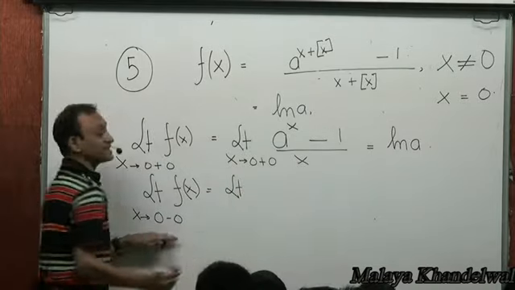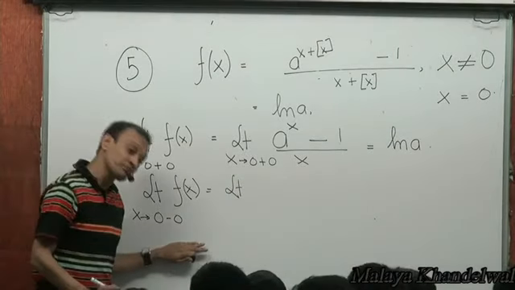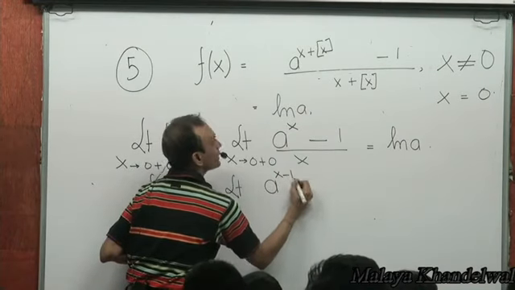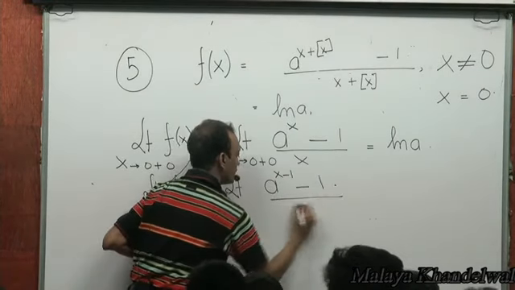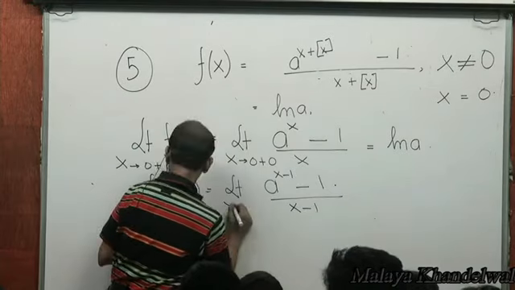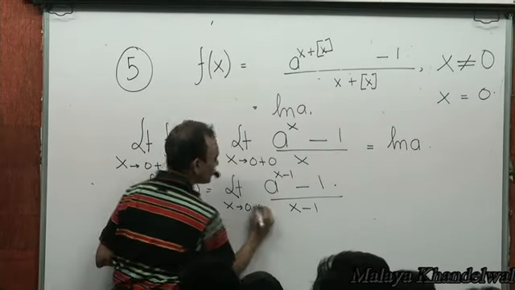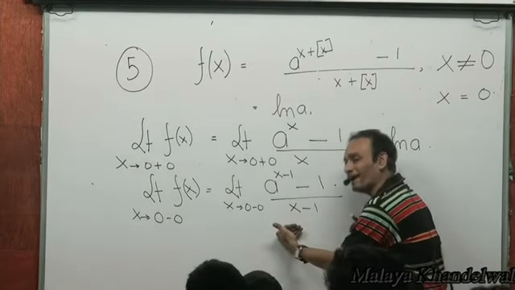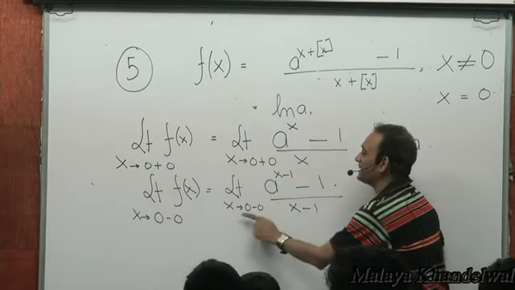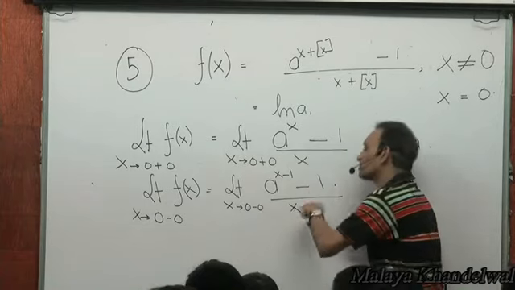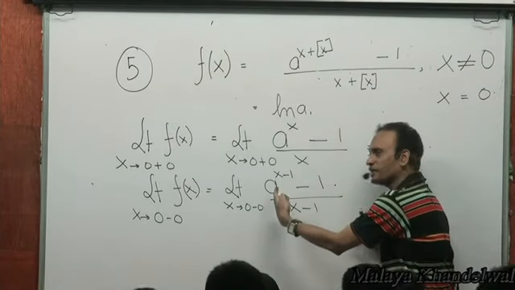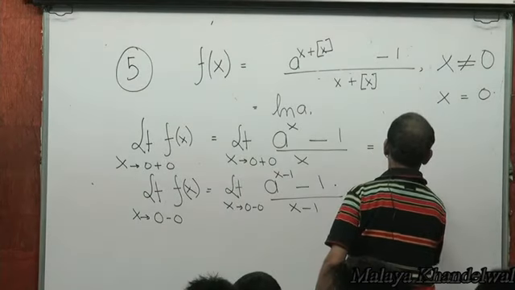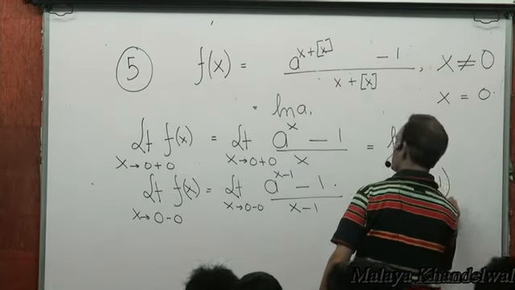Now, when x is slightly less than 0, what is box x? Minus 1, right? So, (a^x minus 1) divided by (x minus 1) as x tends to 0 from the less than 0 side. Now, in this case, this is trivial because both numerator and denominator are defined. I mean, this function is defined at x equal to 0. Therefore, it's simply going to be the value of this function at x equal to 0, which is (a^0 minus 1) by (0 minus 1).